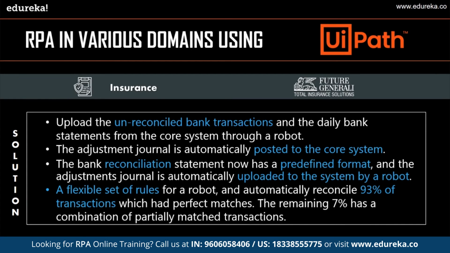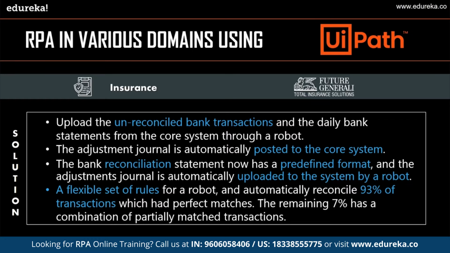They could upload the unreconciled bank transactions and the daily bank systems from the core system through a robot. The adjustment journal was automatically posted to the core system. The bank reconciliation system now had a predefined format and the adjustments journal is automatically uploaded to a system by a robot. Finally, a flexible set of rules were set for a robot, which would automatically reconcile 93% of the transactions which had perfect matches.